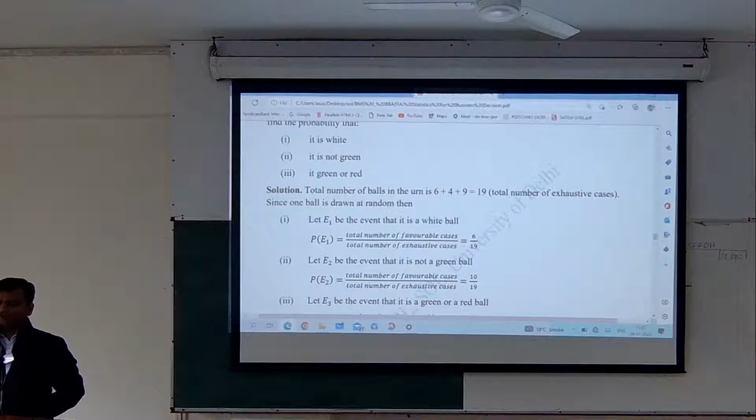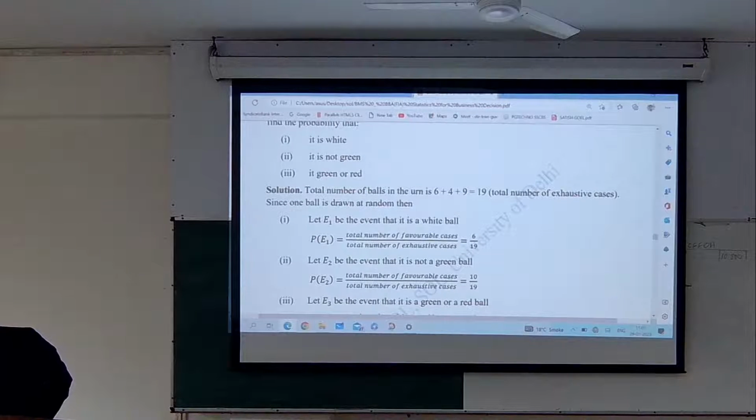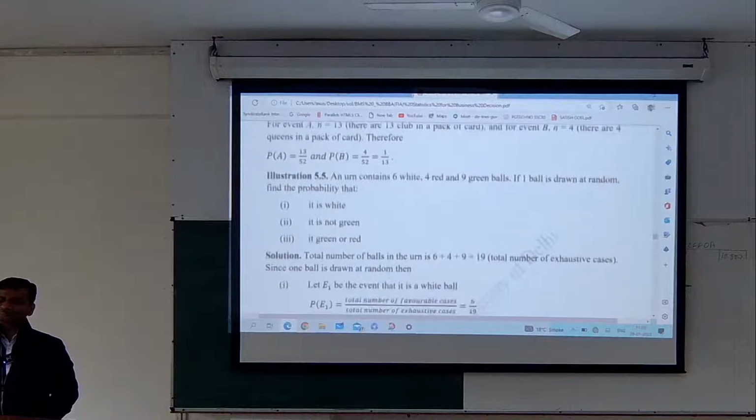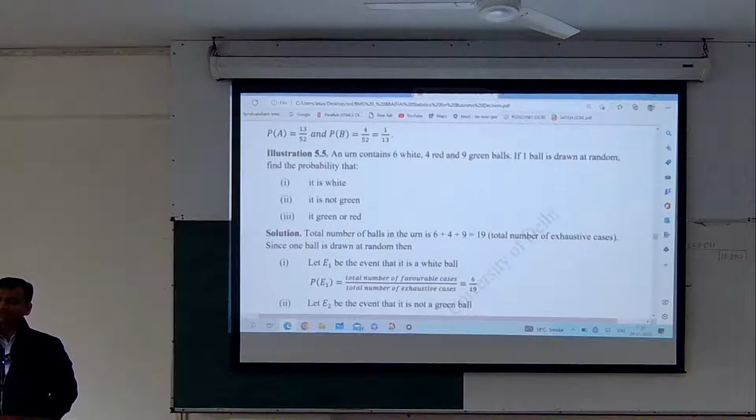Okay, it is not green, so again 10 by 19, it's very simple. Next is red or green. You have to draw only one ball and it would be either red or green. Now, what are the possibilities? In total we have 9 green and the red ones are 4.